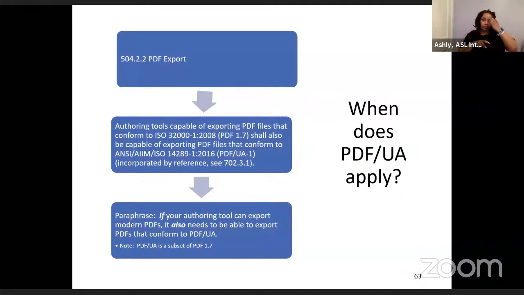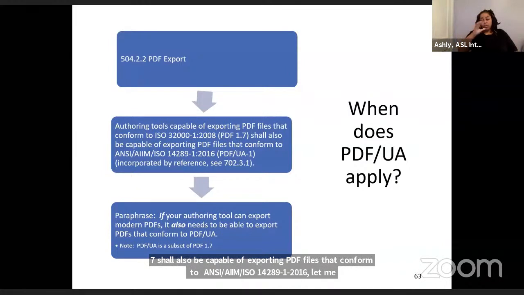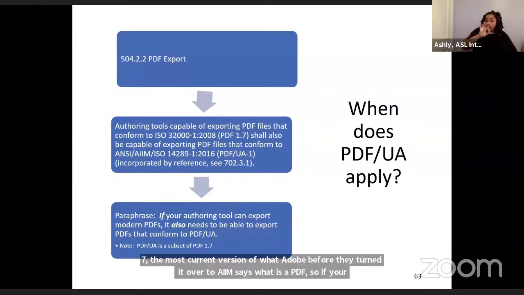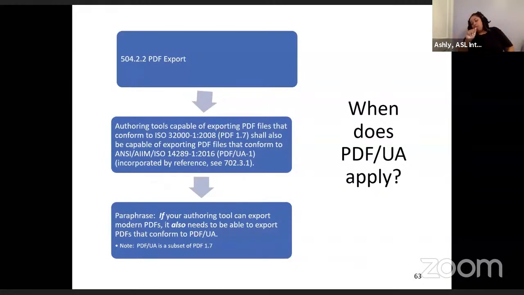Let me just give you the same paraphrase, which I also have on the slide. If, and it's an if, your authoring tool can export modern PDFs, modern PDF being a PDF 1.7, the most current version of ISO of what Adobe, before they turned it over to AIM, says is a PDF. If your tool can do a modern PDF, it also needs to be able to do PDFs that conform to this other standard, PDF/UA. So PDFs that do 1.7 need to also be able to do PDF/UA.